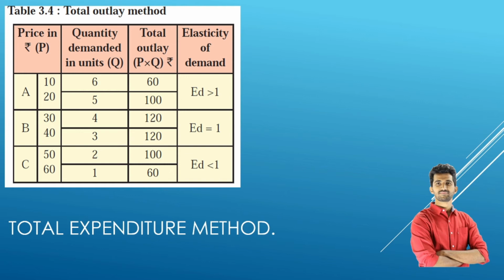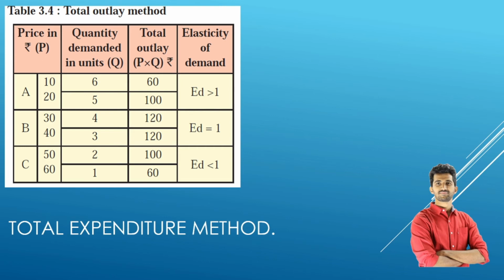But when the price increases from 10 to 20, the quantity demanded decreases from 6 to 5. 20 into 5 is 100, and thus we can state that the expenditure here has increased after the change in price, and thus ED greater than 1. In this way, we can suggest that total expenditure method is a very simple one which gives us a comparative study of our total expenditure, showing how much exactly the elasticity of demand is.